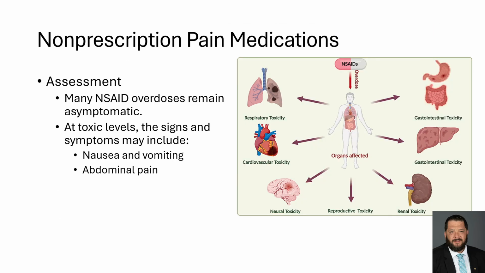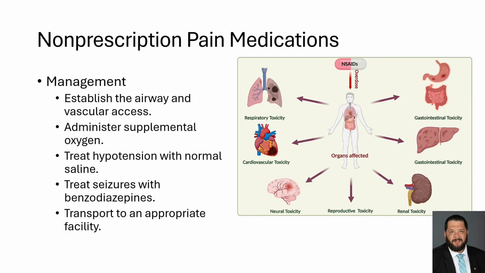Non-prescription pain medications, this is mostly looking at things like NSAIDs or ibuprofen. NSAIDs are nonsteroidal anti-inflammatory, and many NSAID overdoses remain asymptomatic and can remain asymptomatic for a significant period of time. At toxic levels, the signs can include things like nausea, vomiting, and abdominal pain, as the toxicity is largely related to the liver.